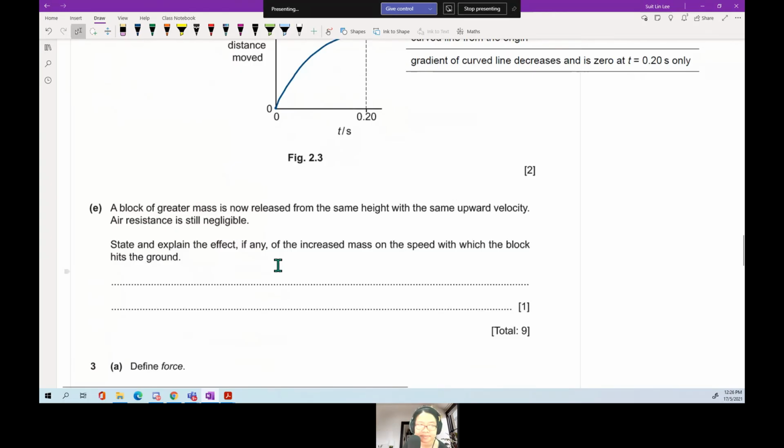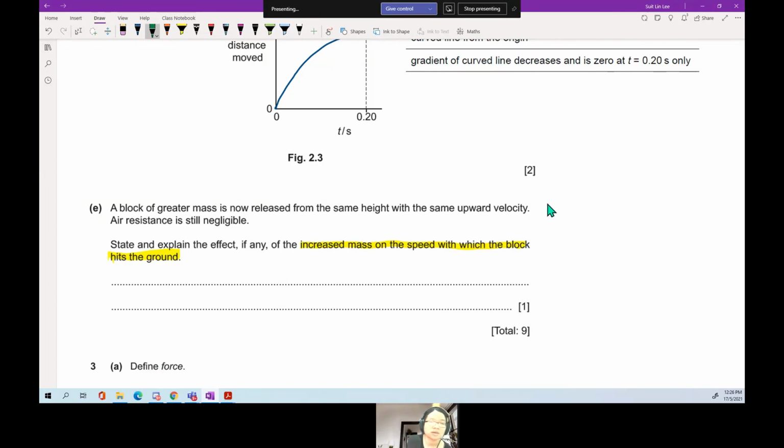Okay, next. A block of greater mass is now released from the same height with the same upward velocity. Air resistance is still negligible, so there's no air resistance. State and explain the effect, if any, of the increase of mass on the speed with which the block hits the ground. Or basically, they're asking you, if I increase the mass, will the speed when the block hits the ground change? Everything else is the same.